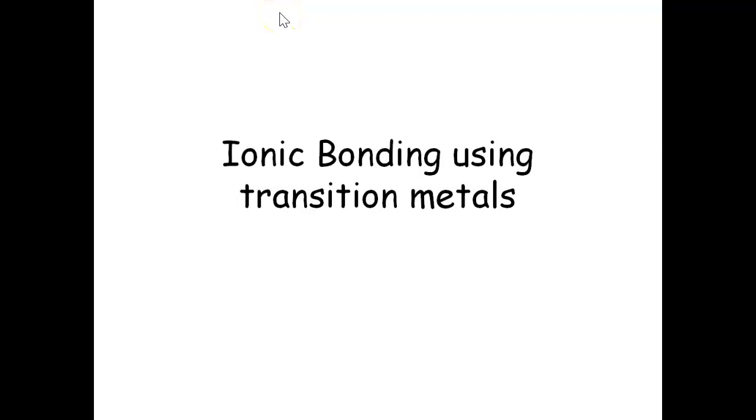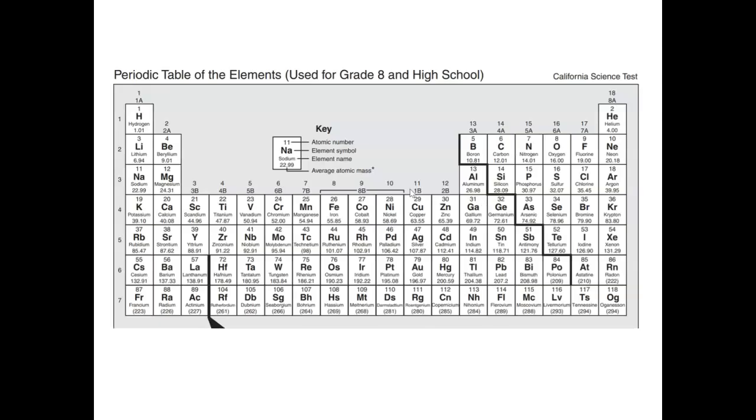This tutorial video is going to be talking about ionic bonding using transition metals. We had originally talked about ionic bonding not using transition metals, but now we're going to add a new layer and discuss how transition metals bond a little bit differently, or at least we write it a little bit differently to the traditional ionic binary bonds. So we need to first start by discussing and reviewing what transition metals are.